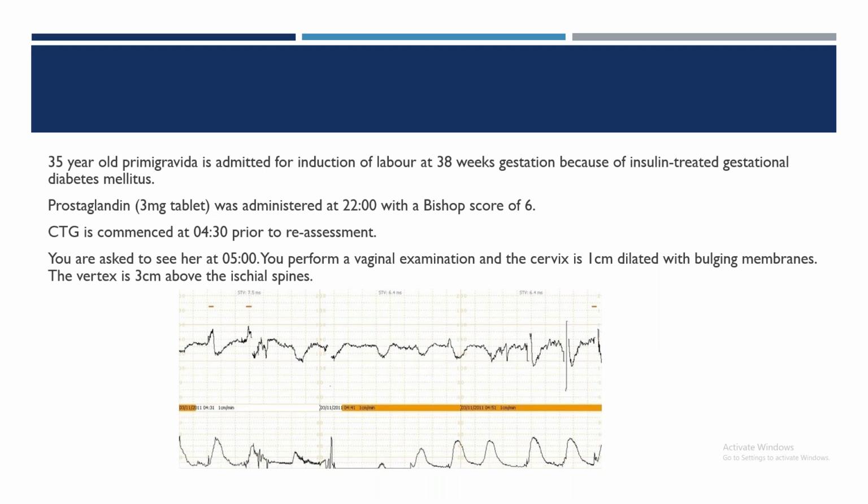And late will come after the contraction. Okay? Late will come just after the contraction. It will start with the contraction and the nadir will reach after the peak of the contraction. Okay? After the end of the contraction.